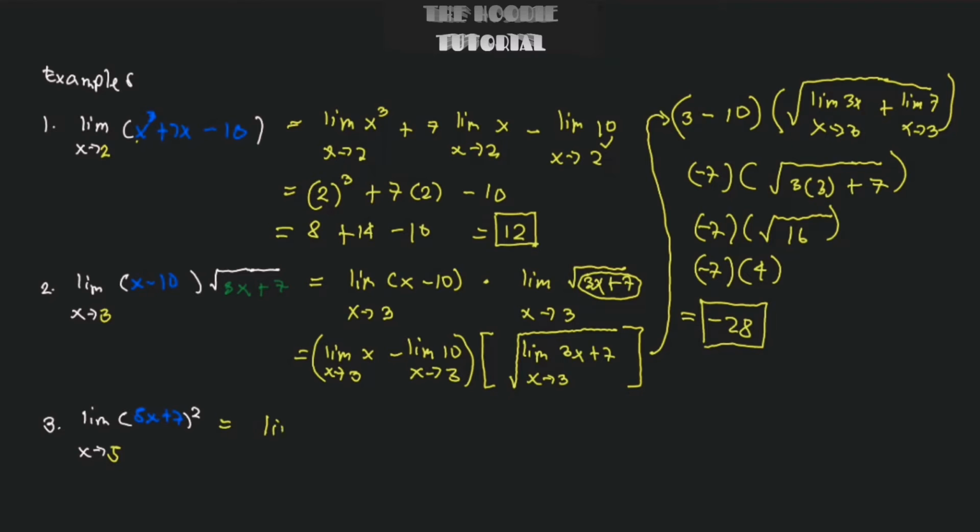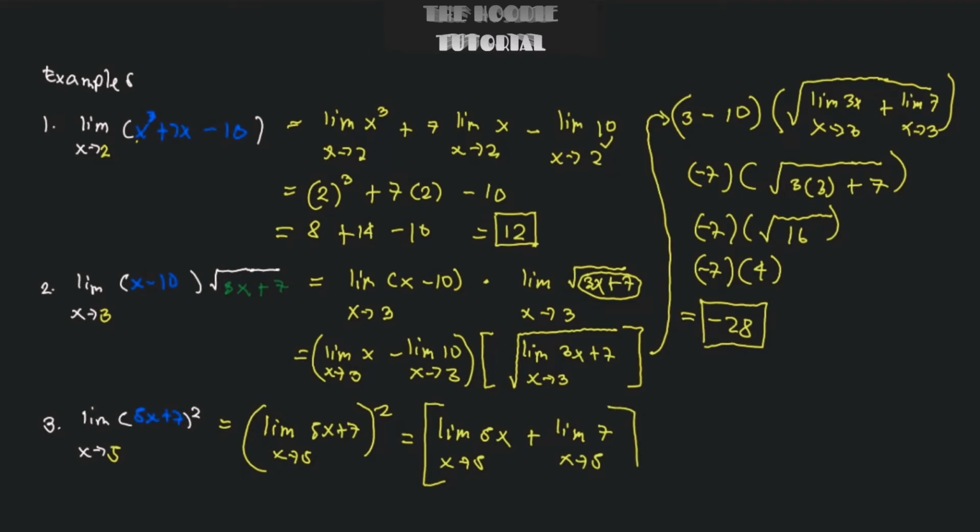So the limit of 5x plus 7 as x approaches 5, and then we're going to raise all that up to the power of 2. So evaluating the limit of the inside function, that is the limit of 5x, since we need to evaluate the limit of each term as x approaches 5, plus the limit of 7 as x approaches 5, and then we need to raise all that up to the power of 2.